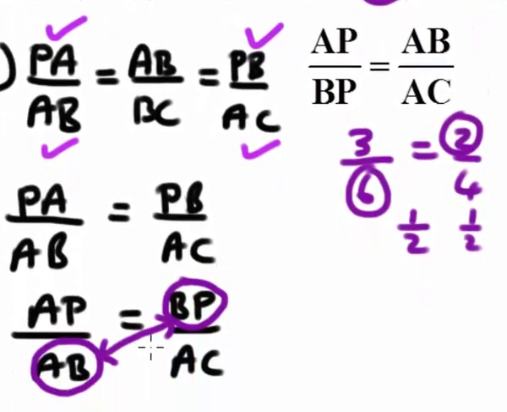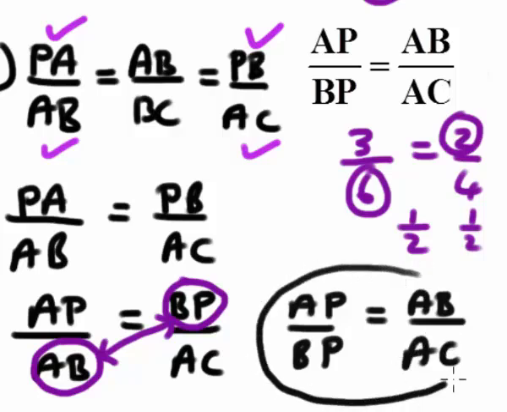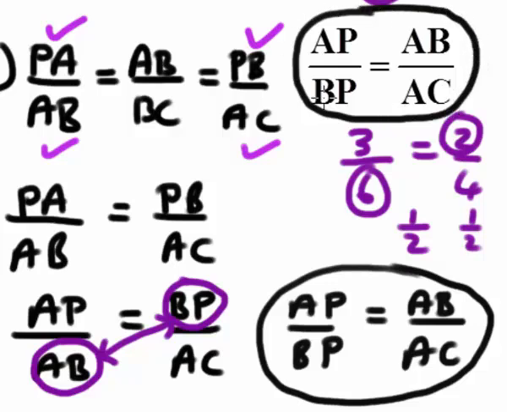Now watch this. All you have to now do is you swap the BP and the AB around. So you can say therefore that AP over the BP, that goes down into AB's place, is equal to AB comes up, divided by AC. And look at what you've proved. You've proved exactly what you wanted to do there. So it's a little bit of a shortcut that you can use. It's called a version of cross multiplication.